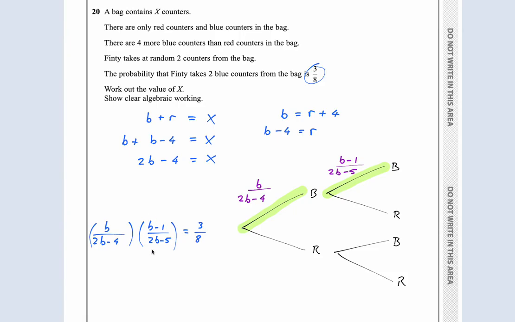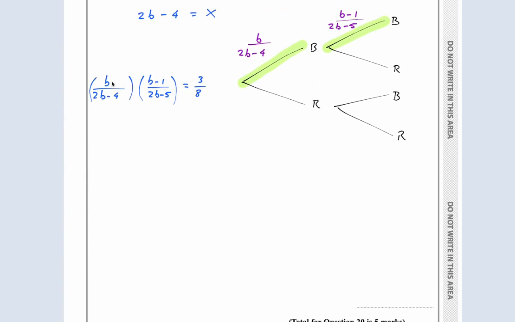So, this is a fraction, so I can do the top times the top. So I'm going to do B squared minus B, this times this. Well, actually, hang on, let's do it a different way.